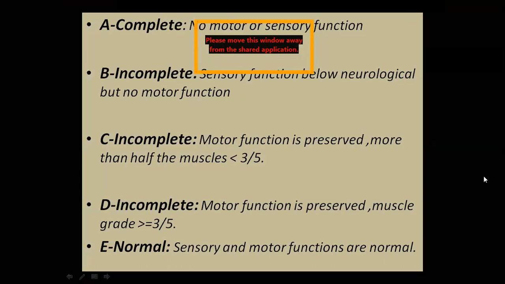So what does it give? At the end of the scoring, we can come to a conclusion about which category the patient falls in. If the patient has no motor or sensory function below the level of injury, that is ASIA A, a complete neurological injury. If the patient has no motor function but sensation is intact, that is ASIA B. What is ASIA C? Motor function is preserved, but the muscle power is less than 3/5. ASIA D, motor function is preserved and the muscle power is more than 3/5. ASIA E, it's normal.